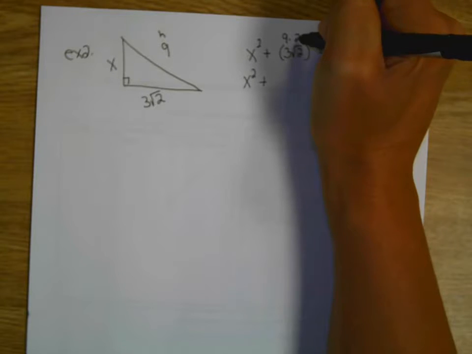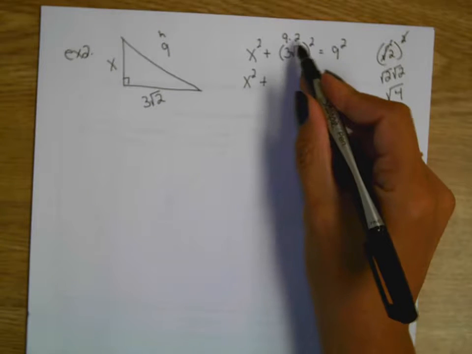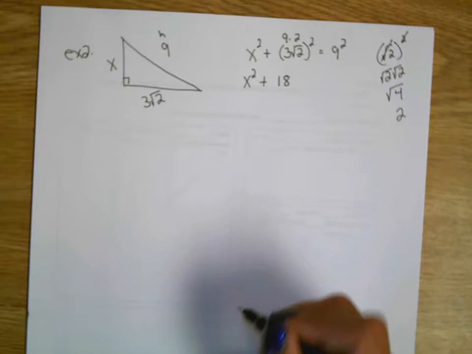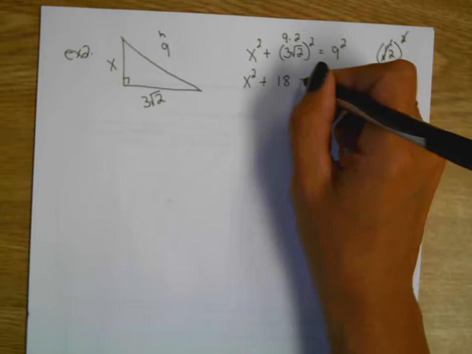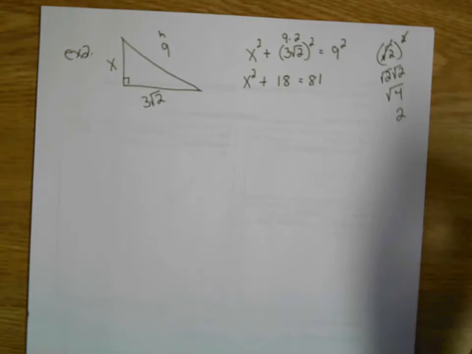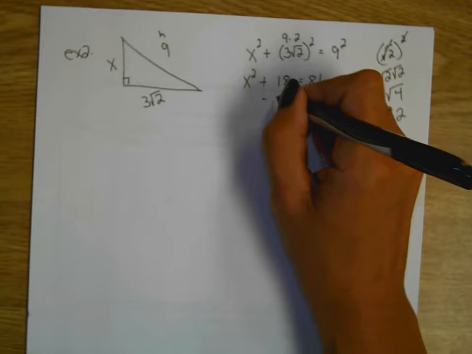So what we actually have, after we square both numbers, is 9 times 2. What's 9 times 2? 18. No calculator needed. 81. And now we subtract.